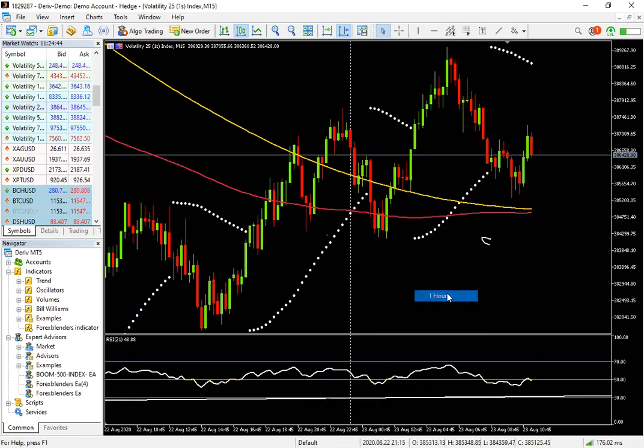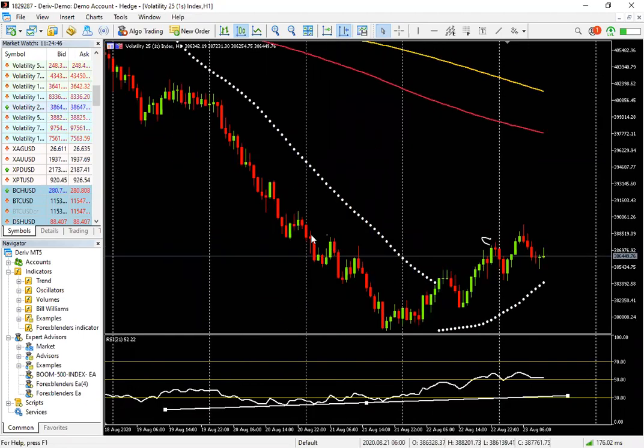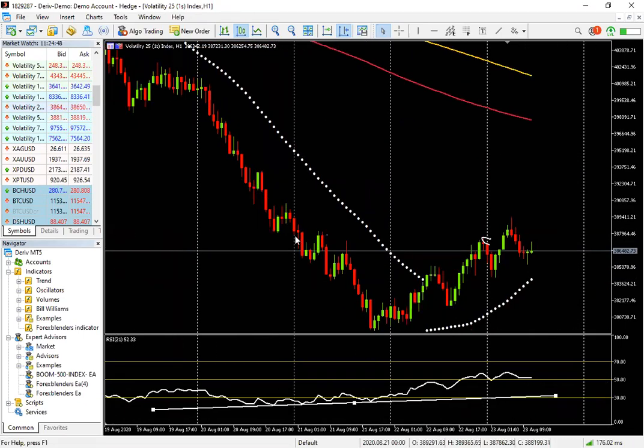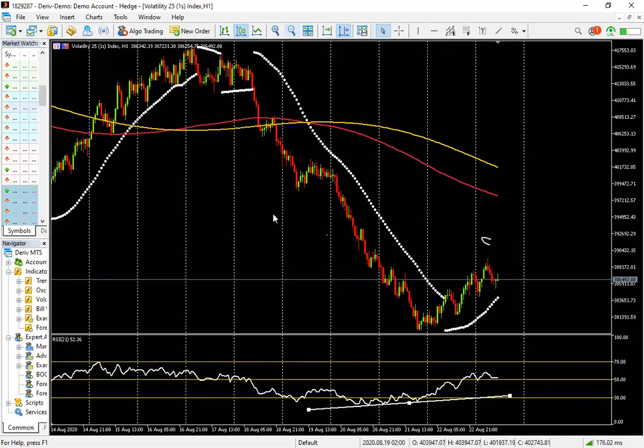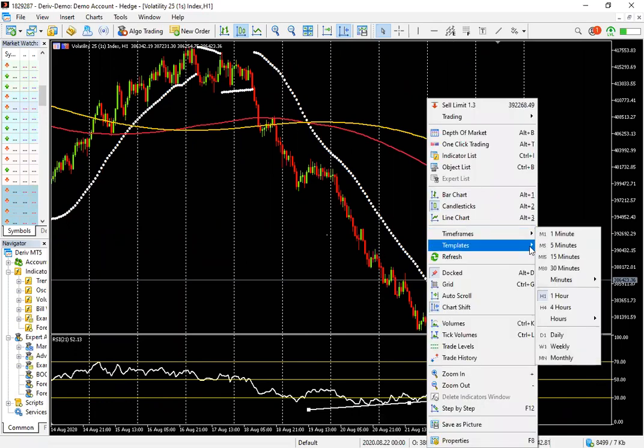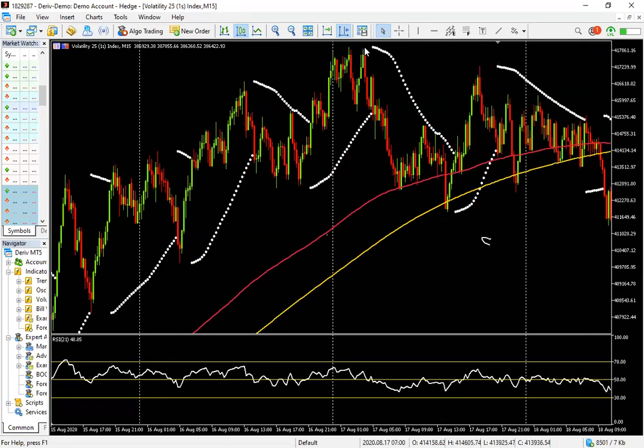So let's narrow down right now to this 1 hour. Let's see if you can see what we have. Of lately it has been moving down in a downtrend, and you can see here there was a nice divergence. So let's narrow down to 15 minutes for entries. I usually take 15 minutes and 5 minutes for entry, and 1 hour and 4 hours for analysis. That's what I usually do.